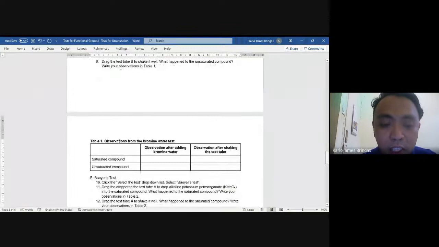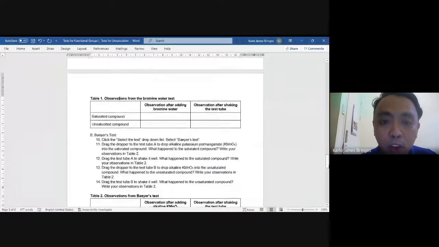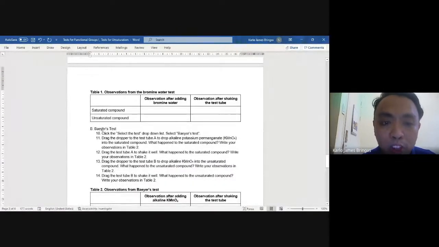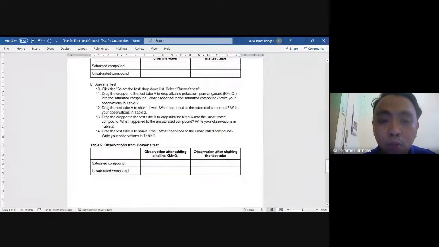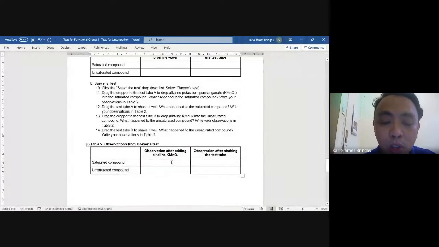So there's a second test we need to do. After the bromine water test, we also have to do the Bayer's test. So same pa rin, we use the simulator that we have, click the select the test drop-down list, select Bayer's test, and then we try to do the following na activity. By doing this activity, we might have some observations as to what happened to our sample. So whatever it is we observe, our sample undergoes, you write it down dito sa ating table 2.